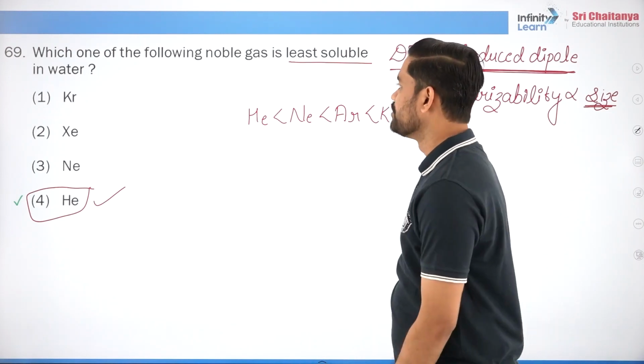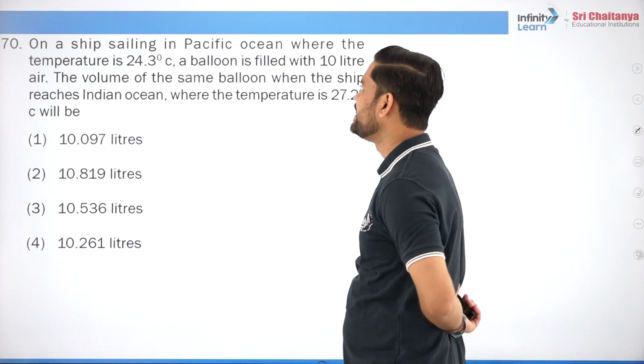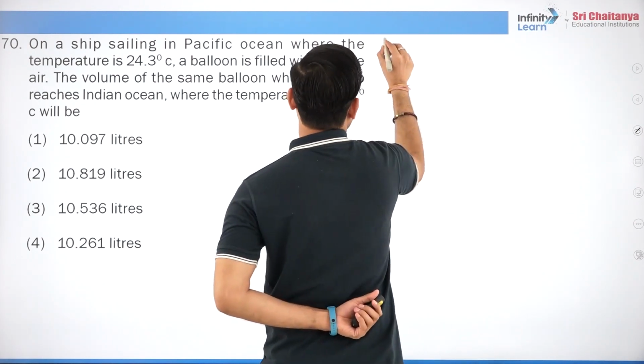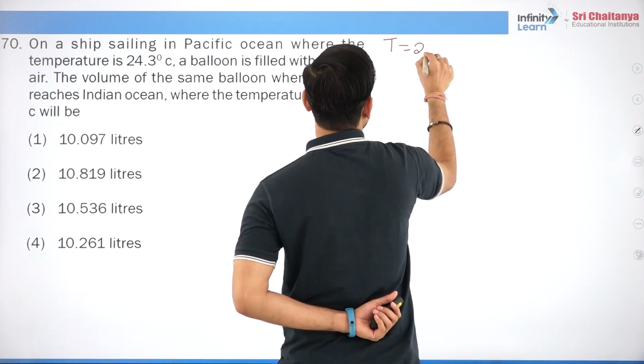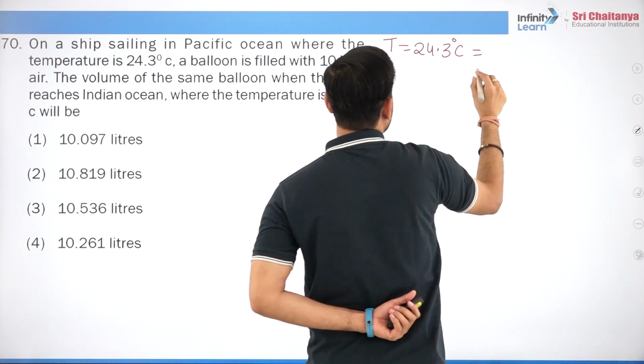Okay. So yeah. Question number 70. On a ship sailing in the Pacific Ocean, where the temperature is this. So the temperature is given as 24.3 degrees Celsius, that is equal to how much?